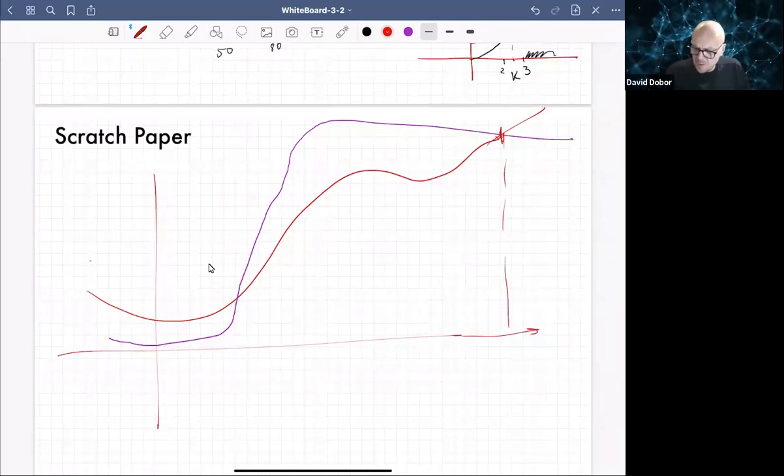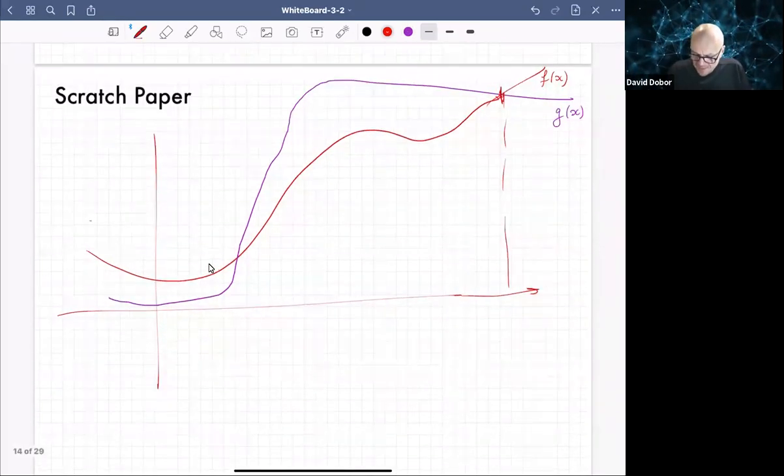Good point. I'm glad you brought this up. Suppose, let's call this purple function, actually, just to confuse matters, let's call this guy g of x. And let's call the red function f of x. I gave them some random names.